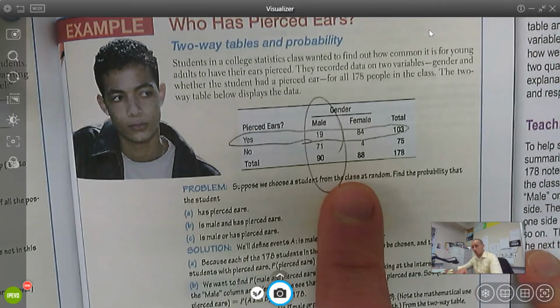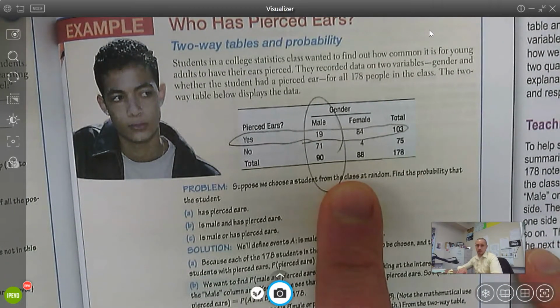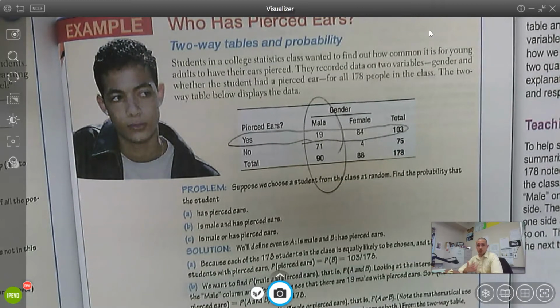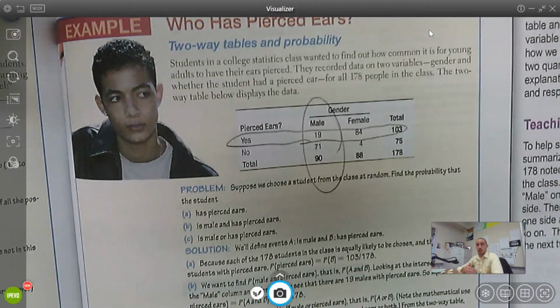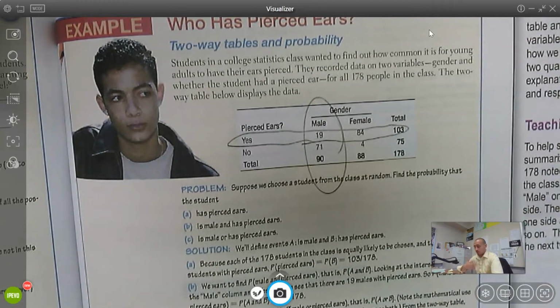Is a male or has pierced ears. Remember, or for us means like the Starbucks or. Do you want coffee? No. Do you want cream or sugar? That means one or the other or both.